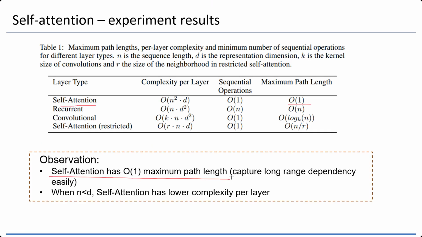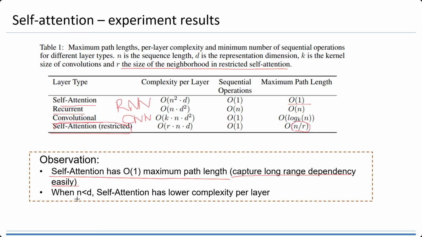It means we can capture the long-range dependency easily compared to the recurrent. The recurrent means the RNN. Convolutional is the convolutional neural network, the CNN. And self-attention with restriction is N divided by R. R is the size of the neighborhood in restricted self-attention.